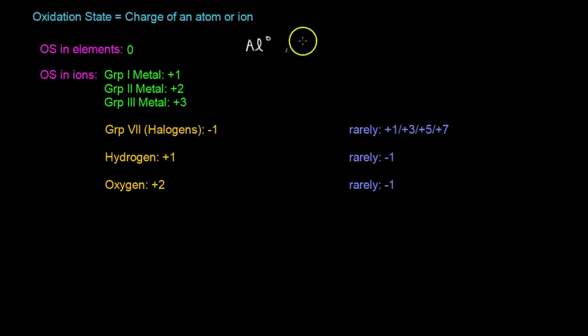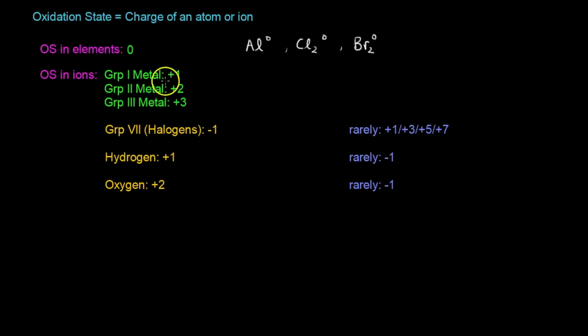What about, say, chlorine gas? This is also an element. This has no charge also. What about, let's use bromine. It's also zero, Br2, because they have no charge. That's why elements have zero charge. But things get more interesting in ions. In group 1 metals, they have +1 charge. Group 2 metals have +2 charge. Group 3 metals have +3 charge.